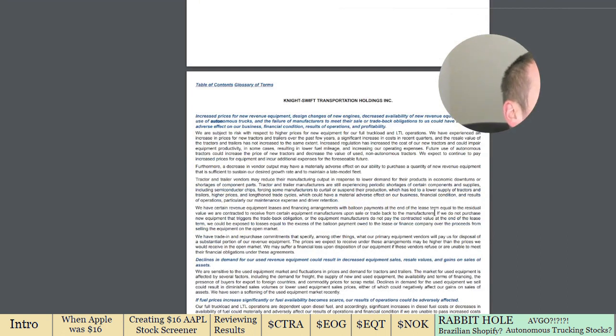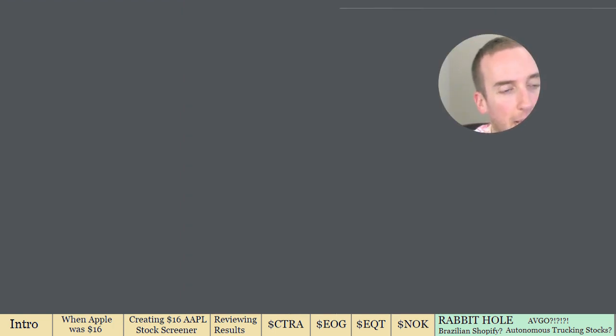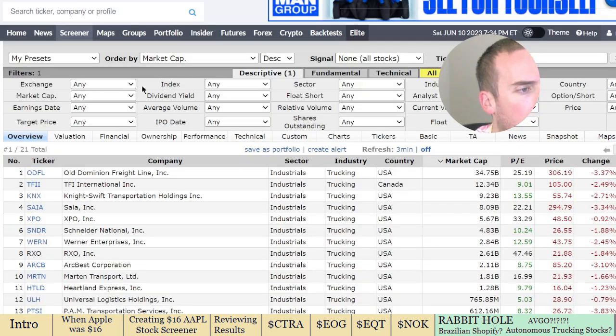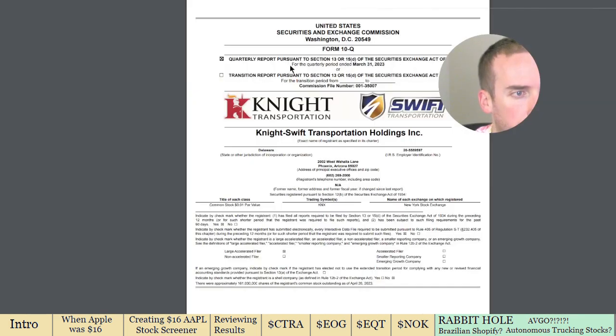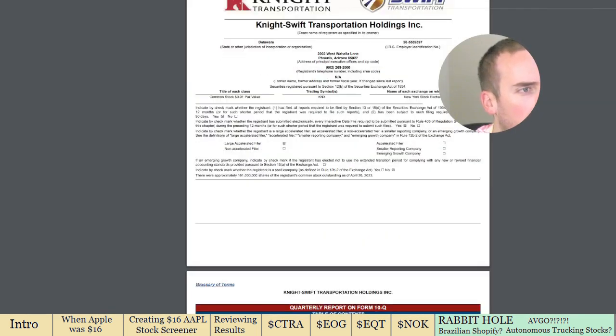Increased prices for new revenue equipment and future use of autonomous trucks. So it sounds like they're willing to buy autonomous trucks. That's better than autonomous tractors. I will give them that. I like that. That was KNX. Okay.